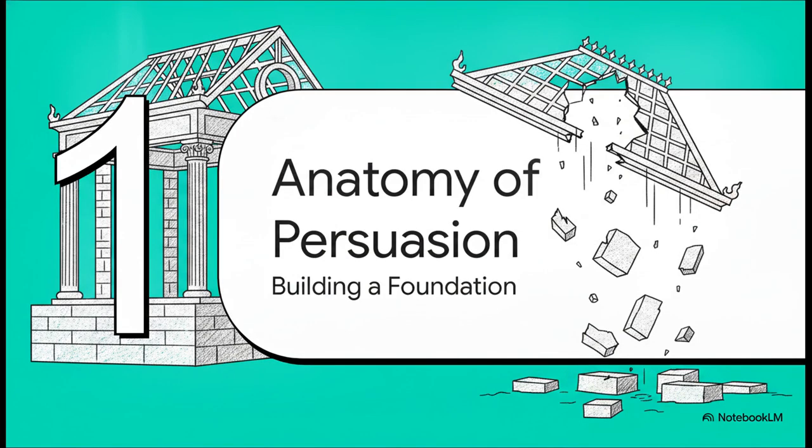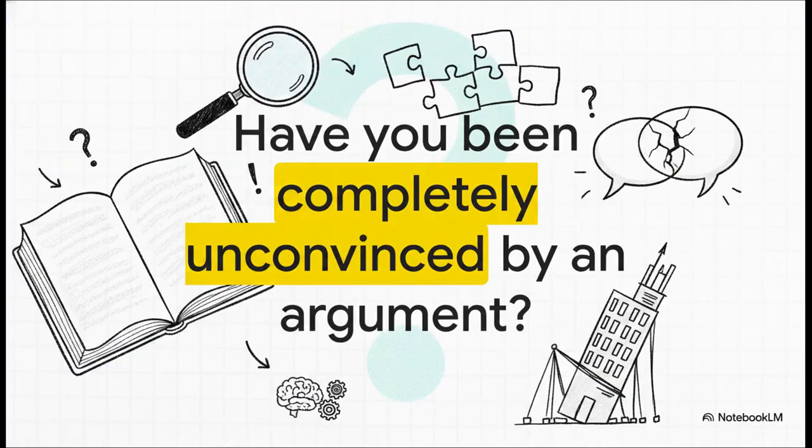Section 1. The anatomy of persuasion. Building a solid foundation. Think of every academic argument you read as a building. If an architect totally forgets to pour a solid foundation, what happens? The roof collapses. Keep that in mind and think about your own everyday life. Have you ever been reading an article or maybe listening to a debate and found yourself completely unconvinced? You might not have been able to pinpoint exactly why in that moment, but your brain recognized a structural flaw. You instinctively knew that building was unsafe.